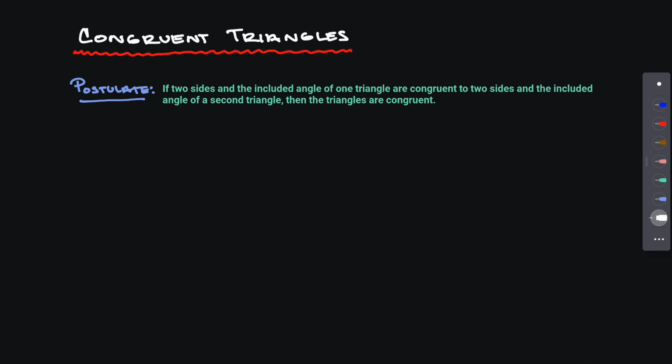The next postulate says, if 2 sides and the included angle of one triangle are congruent to 2 sides and the included angle of a second triangle, then the triangles are congruent. So what it's saying is 2 sides and included angle. If I have 2 sides like this, an included angle is this. Okay, so that is an included angle. So I have 2 sides and one included angle, which is going to be congruent with, let me try to draw it here as similar as possible to this one.